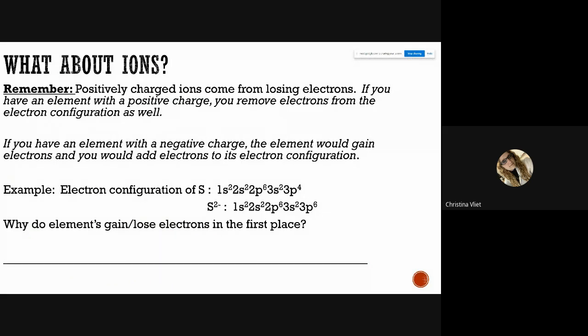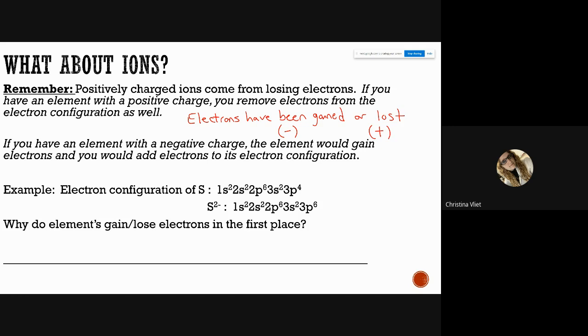Atoms with charges mean that electrons have either been gained, which would be negative, or lost, which is positive. So you know you have an ion if you see a negative or a positive charge. So how does this have to do with their electron configuration? What would you do with the electron configuration if you had an ion?